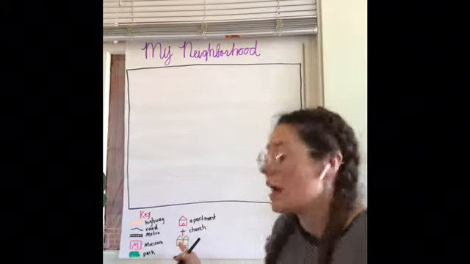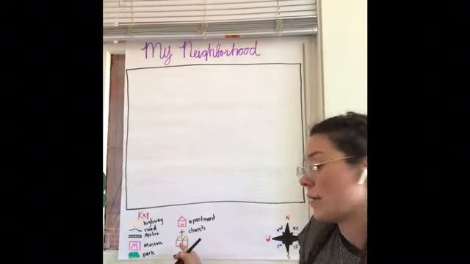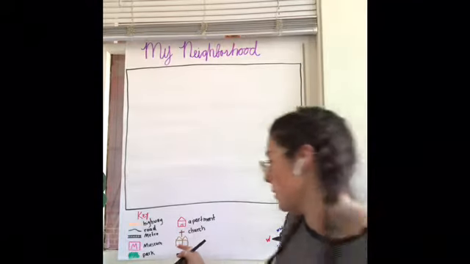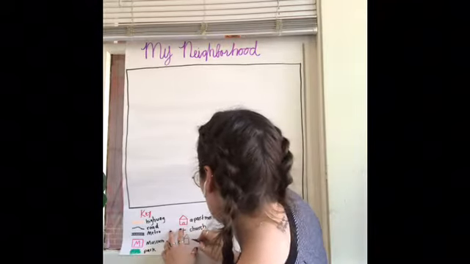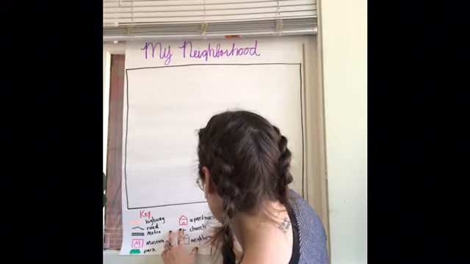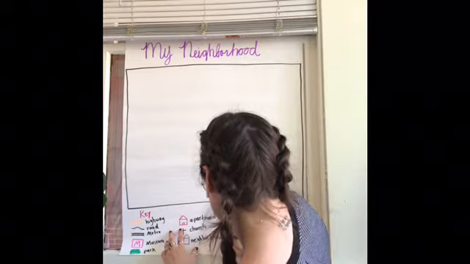And then whenever I draw the little brown houses, that just means there's a neighborhood there, okay? So there's just lots of houses behind there. So I'm just going to write neighborhood. Okay, all right.